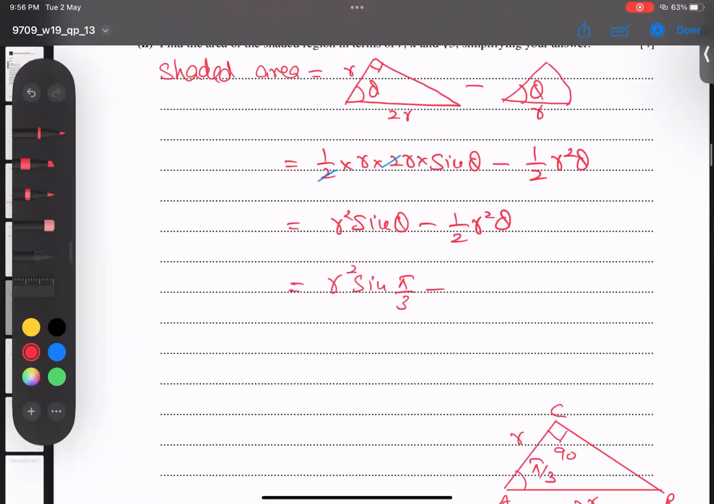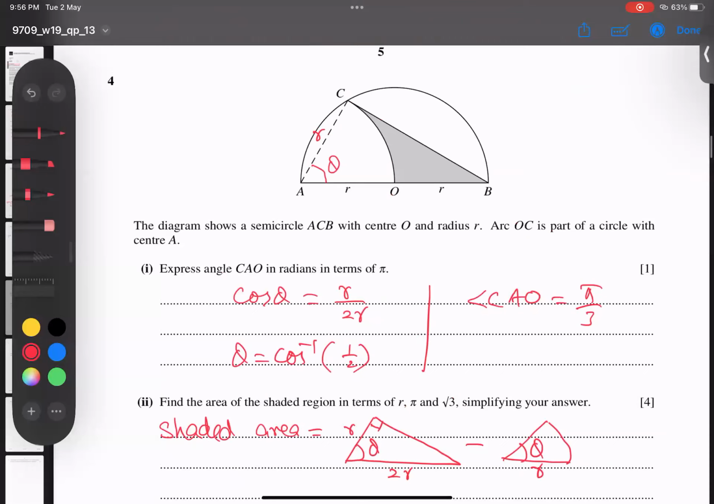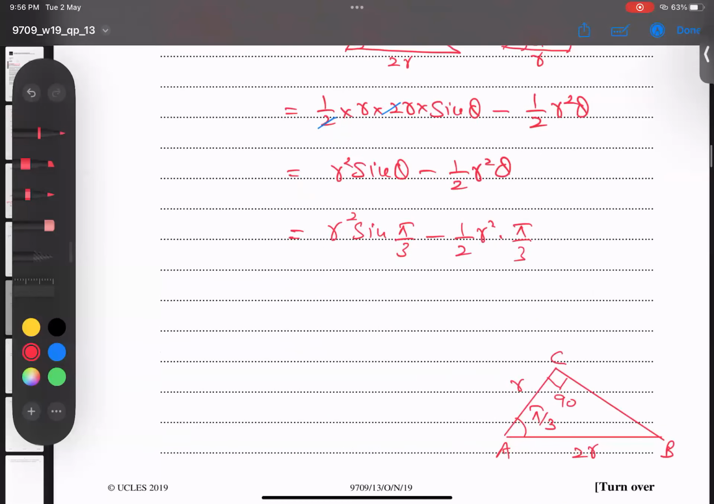And half r square, again this is pi by 3. And hold on. Yeah, correct. Sine pi by 3 is what? Sine pi by 3 is, we check it in radian mode. Pi by 3 is called 60 degrees, and this is √3 by 2.